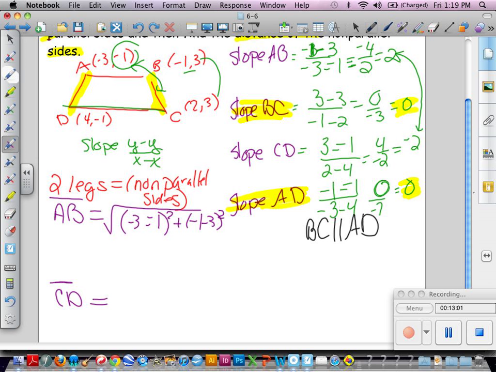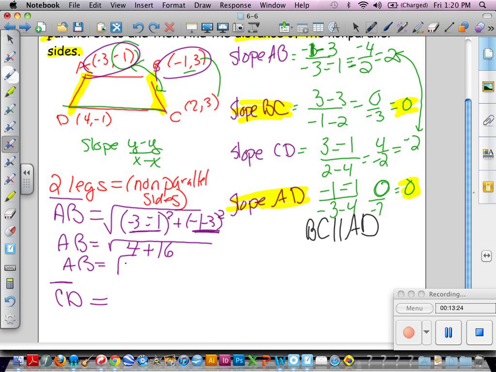I'm doing AB here, guys. Square root of AB equals, okay? So I'm getting, it's a negative 2. Negative 2 squared is 4. Negative 1 minus 3 is negative 4. Negative 4 squared is 16. AB is root 20, simplify that. That would be 4 times 5, which is 2 root 5.